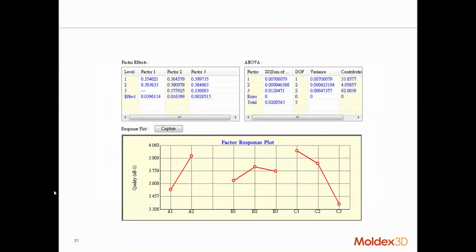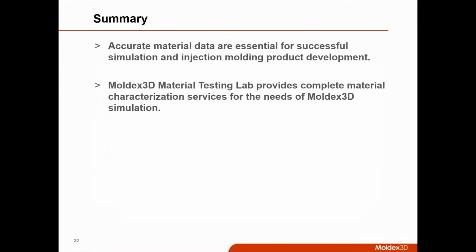Okay. So to summarize, accurate material data are essential for successful simulations of the injection molding process. And our material testing service can provide a complete material characterization service for simulation requirements run in Moldex3D simulations.